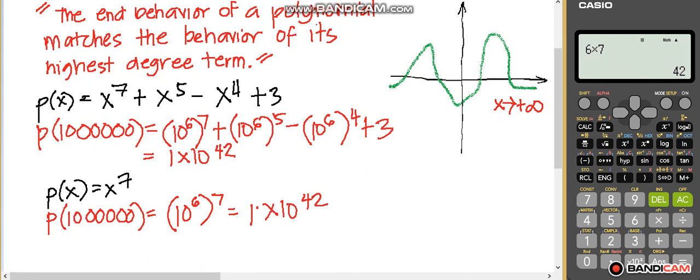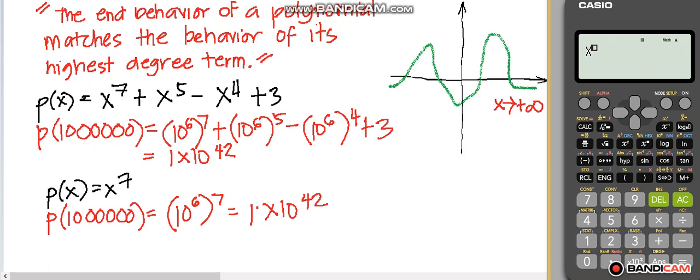So, if you can see, or if you don't believe it, let's just plug it in here, class, in case you are doubtful. x raised to 7, and then you hit calc, and then input 1 million or 10 raised to 6. Okay, hit equal sign, that's 1 times 10 raised to 42. So you can see, class, that in either case, the value of our polynomial does not change. Okay, so 1 times 10 raised to 42, whether you include the x raised to 5 minus x raised to 4 plus 3 or not, still, the function is approaching the same value. Okay? Let's go to the other side.